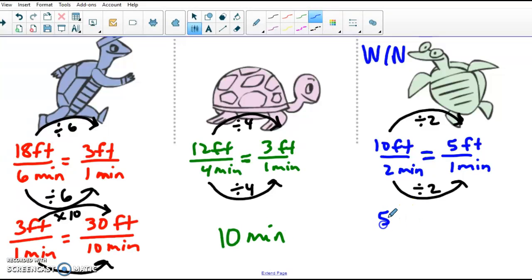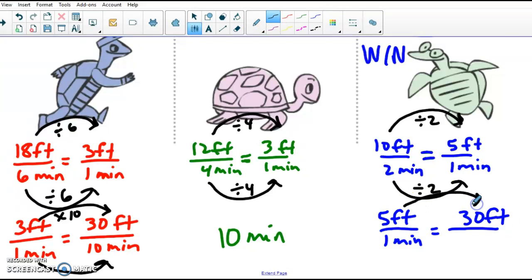However, our winning turtle is traveling faster. So for this turtle, who's traveling 5 feet per minute, to travel 30 feet, I need to decide, how do I turn 5 into 30? And of course, it's 6 times as big. So whatever I do to the top of my ratio, I have to also do to the bottom. And that lets me know that this turtle can travel 30 feet in 6 minutes.